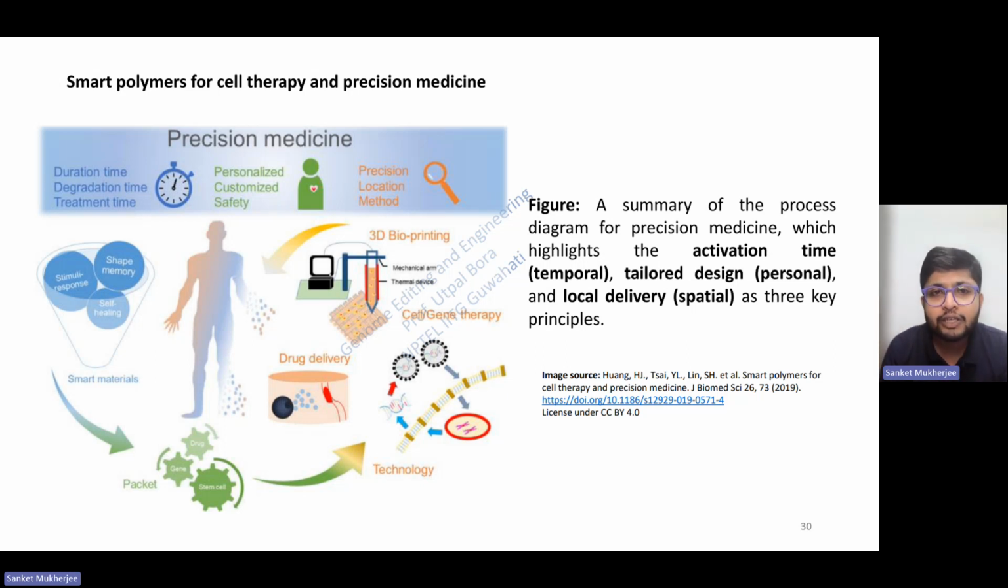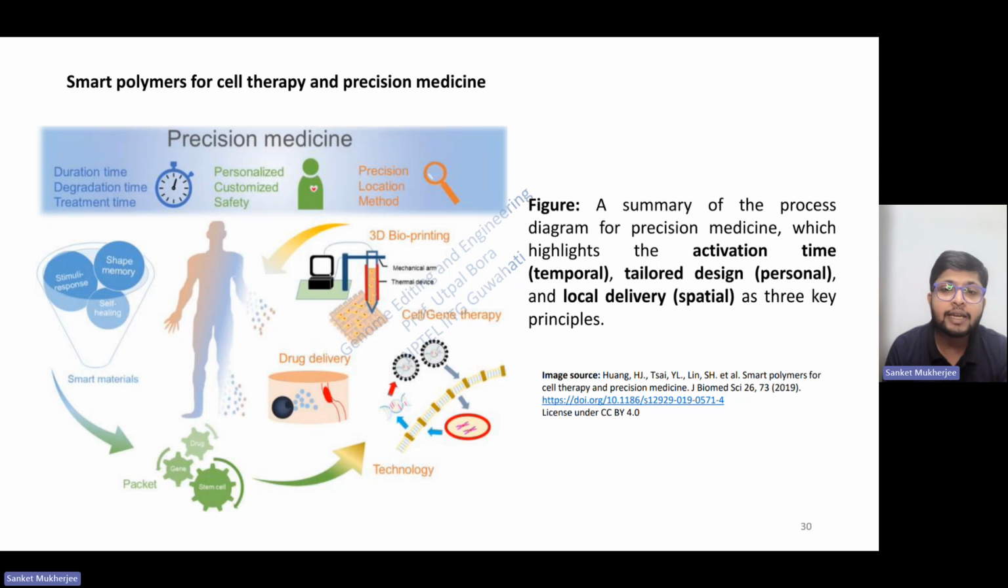So this figure gives us a summary of the process diagram for precision medicine, which highlights the activation time. That means the temporal control on the personalized medicine.